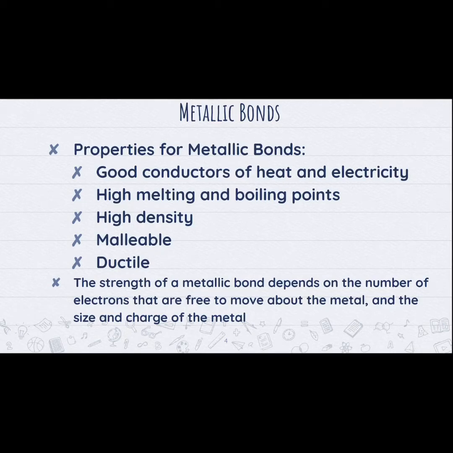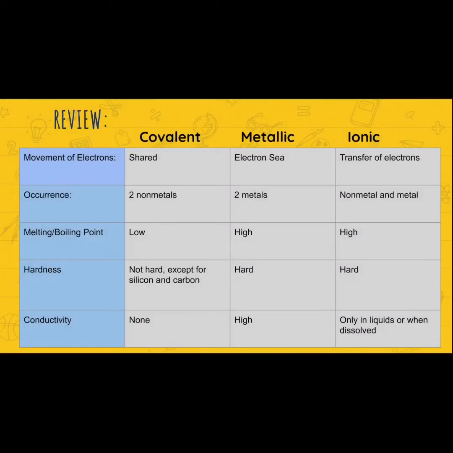The strength of a metallic bond depends on the number of electrons that are free to move about the metal and the size and the charge of the metal. So usually the more electrons, or the bigger or the greater the charge, it's going to have a stronger bond.